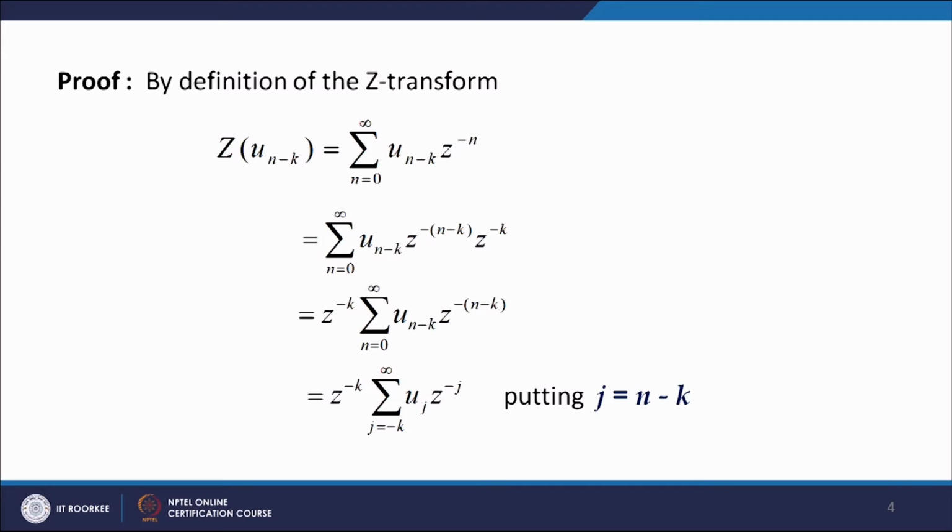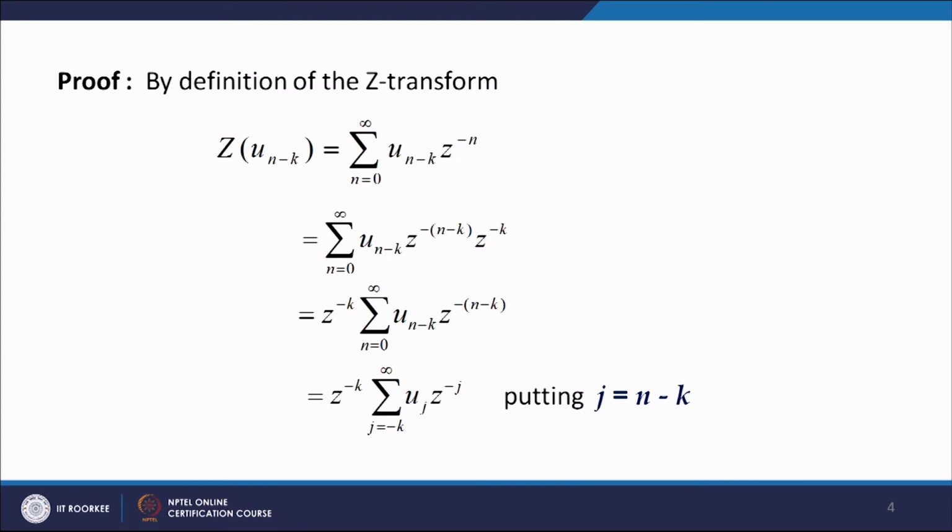So z to the power minus k sigma n equal to 0 to infinity u(n minus k) z to the power minus (n minus k). Now let us define the index j equal to n minus k. Since n begins with 0, when n is equal to 0, j is equal to minus k. So we have the summation over j starting with minus k, and when n is infinity, j is equal to infinity. So we have infinity here.